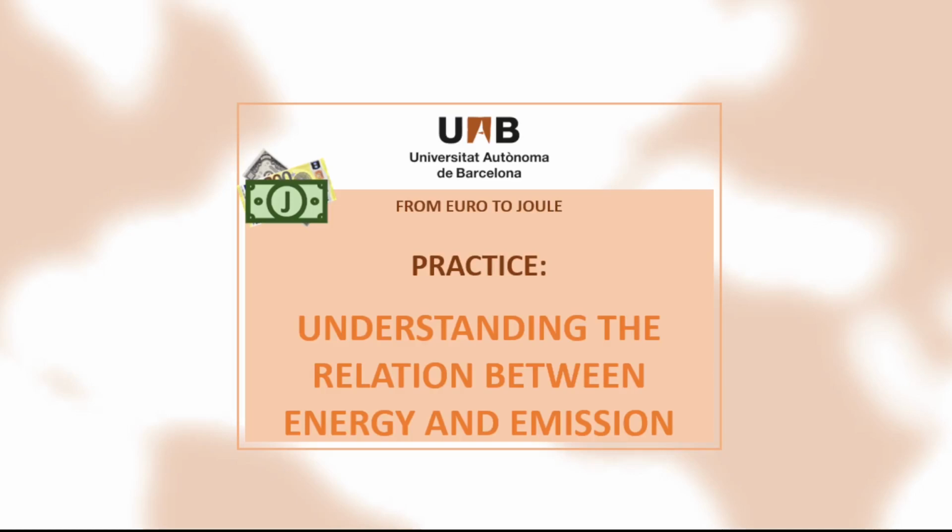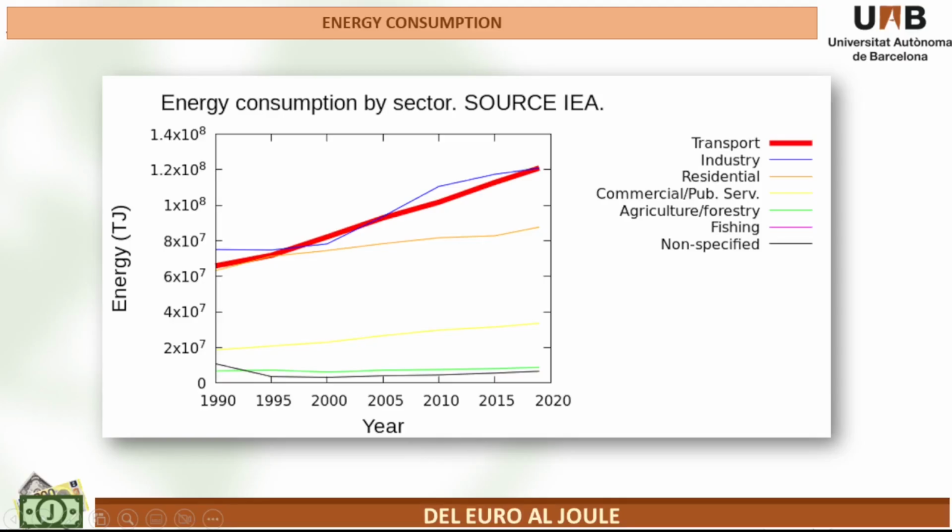In the theory videos, we have seen that there is a relationship between the energy that we consume and the emissions of CO2 that we emit to the atmosphere. In this video, we are going to see this relation directly by making some calculations that give you real evidence that this is true. To do this, we are going to use some of the data that we have seen.